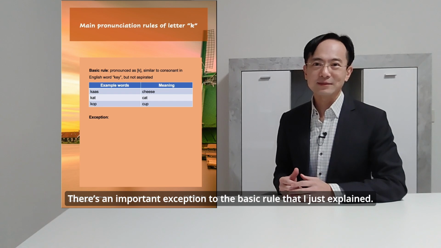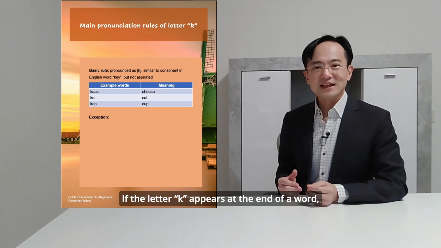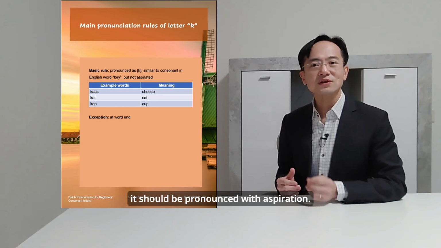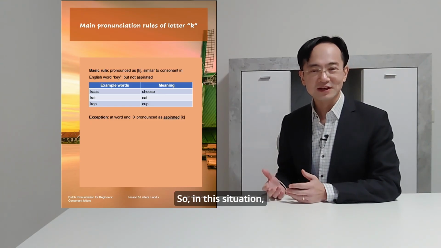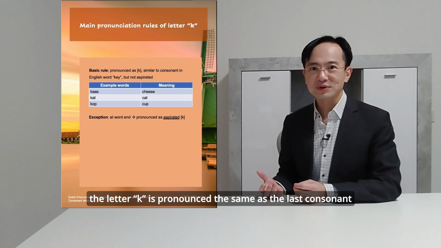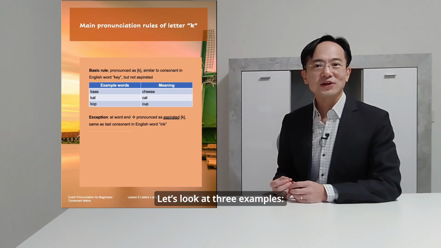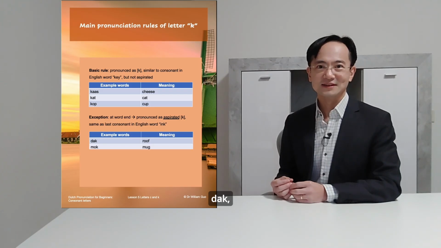There's an important exception to the basic rule that I just explained. If the letter K appears at the end of a word, it should be pronounced with aspiration. So in this situation, the letter K is pronounced the same as the last consonant in the English word ink. Let's look at 3 examples. Tak, mok, ziek.